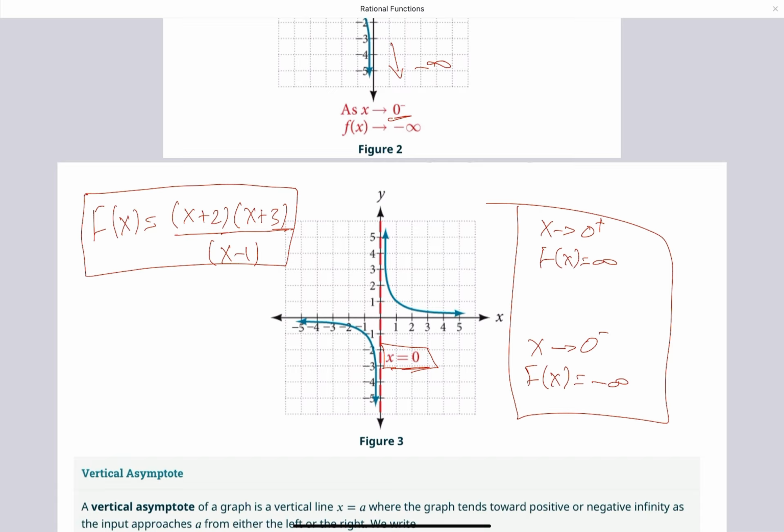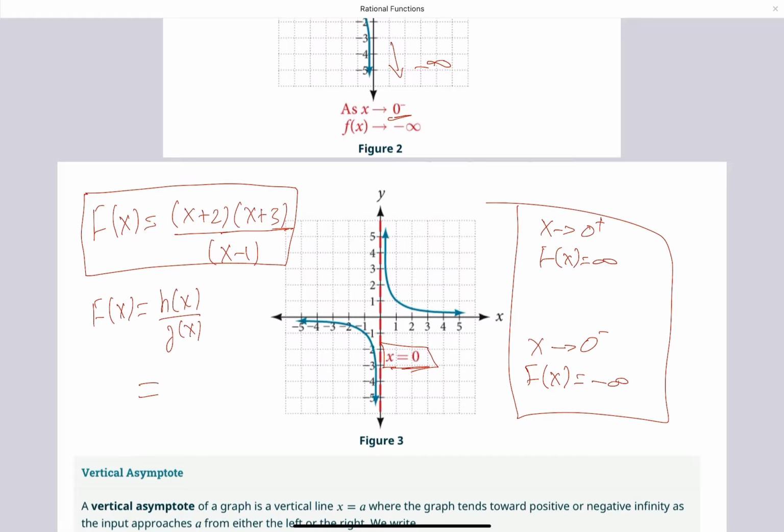So it's basically two polynomial functions divided by each other. So f of x, let's say, equals h of x divided by g of x. And what is a polynomial function?